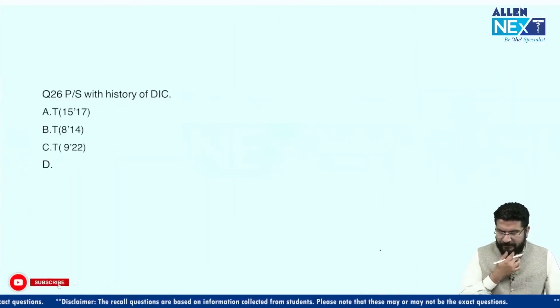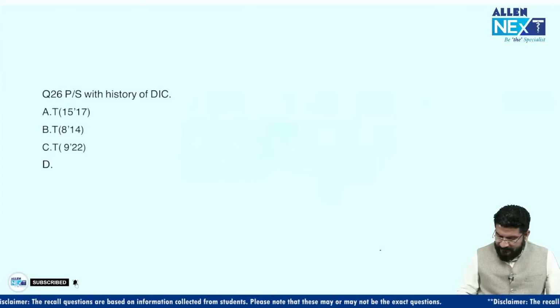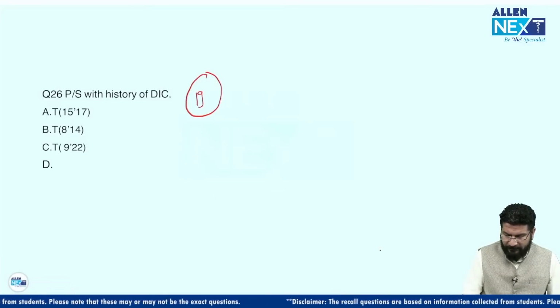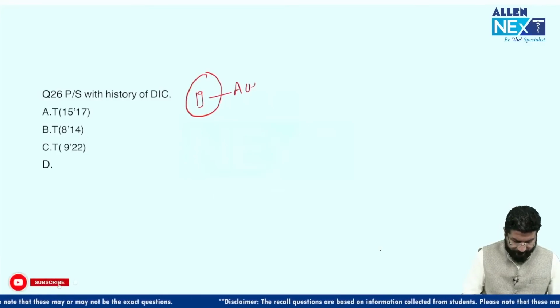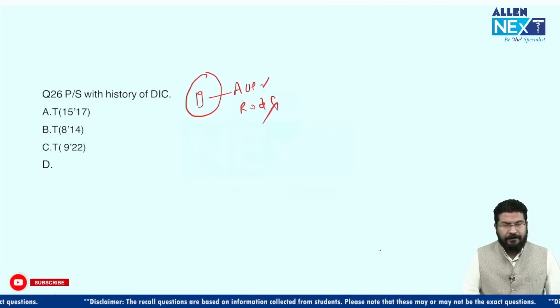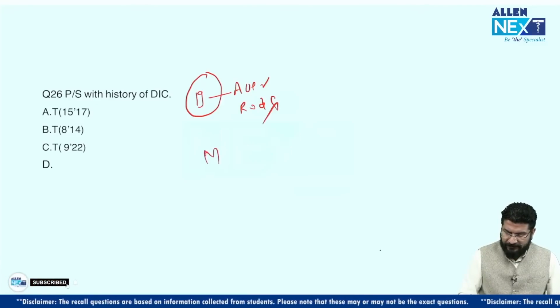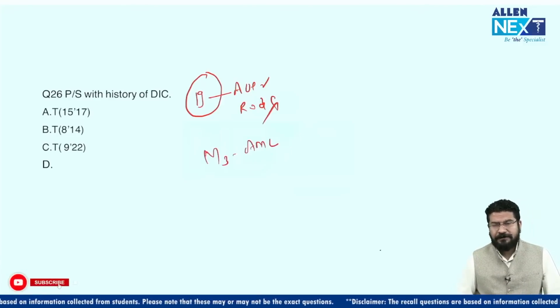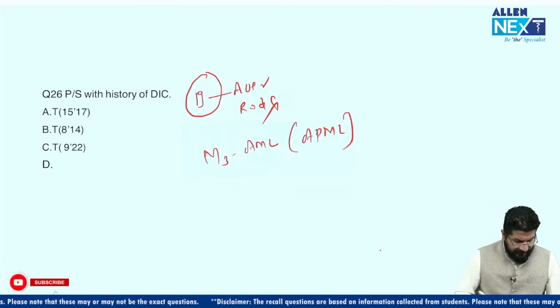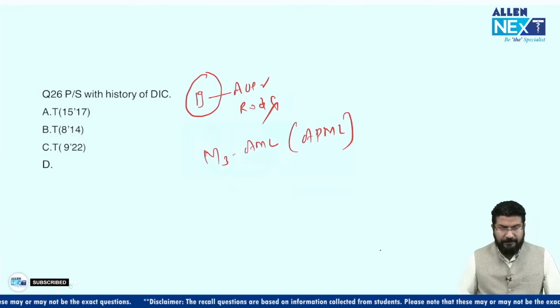Okay, then there was a question on a peripheral smear with history of DIC. The smear showed the presence of these types of rods. These rods are called Auer rods. We can see Auer rods in any AML, but maximum Auer rods you will see in a patient of M3 AML. M3 AML is also called APML. APML means acute promyelocytic leukemia.